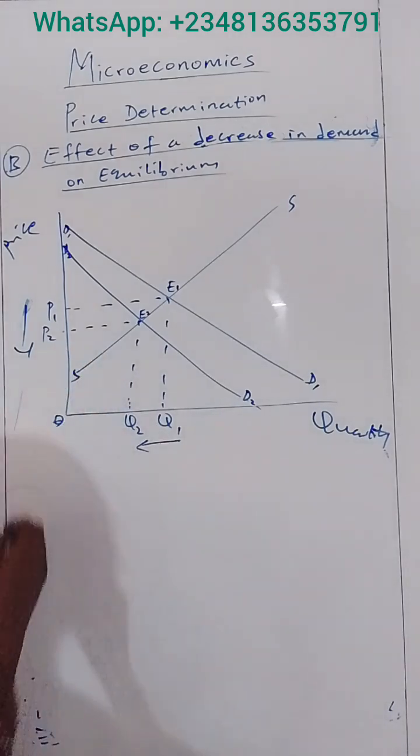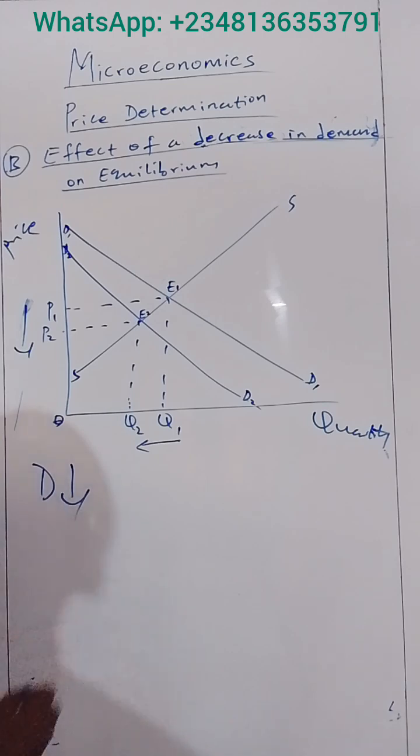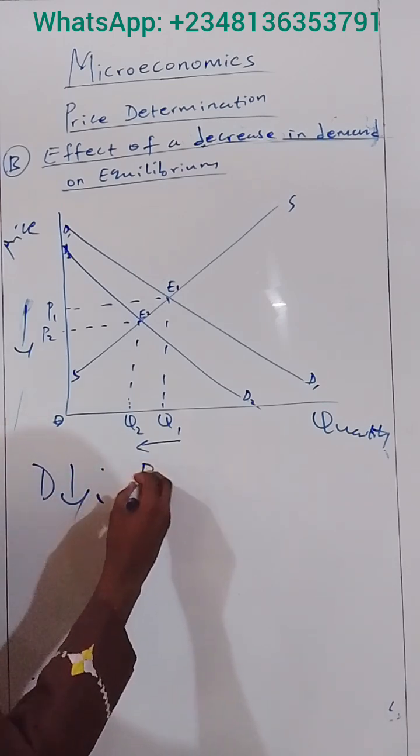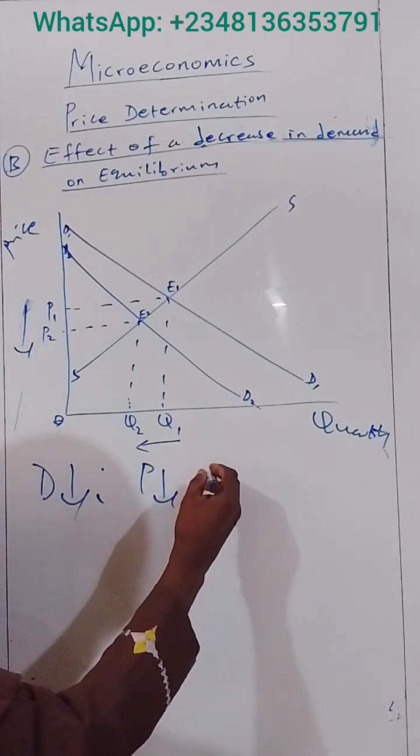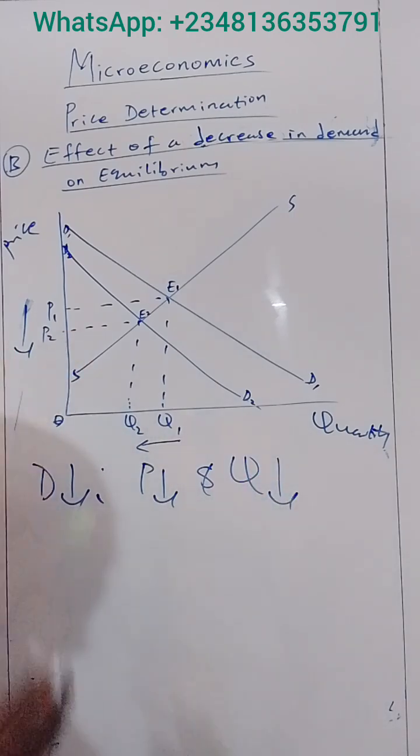So in this way, when there is a decrease in demand, the effect will be that the equilibrium price will fall, and also the equilibrium quantity will fall. You can see that is the effect.